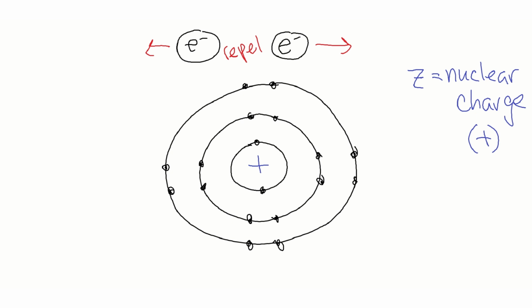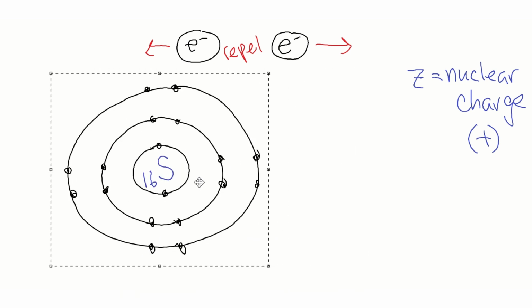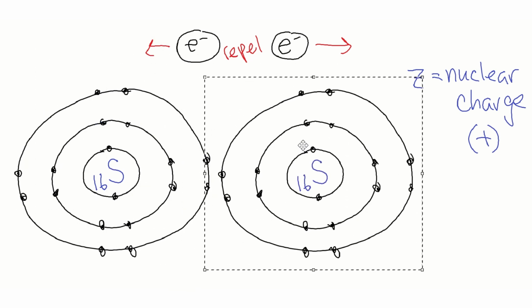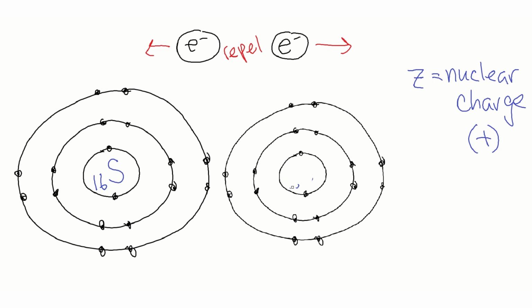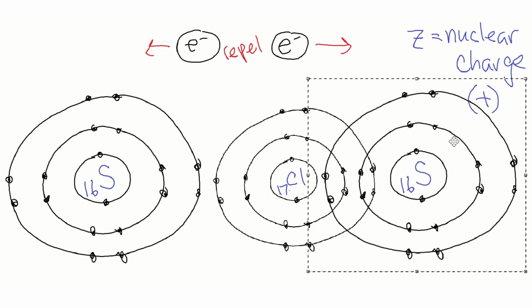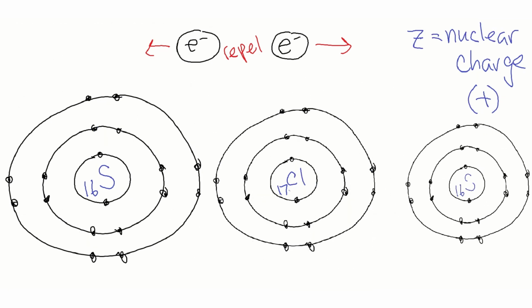Now that's different for each of these ions. Sulfur has a nuclear charge of 16 from its 16 protons. Chlorine has a nuclear charge of 17. And potassium, 19. Therefore, we can say the potassium cation is the smallest ion because it has 19 protons attracting those 18 electrons inward.